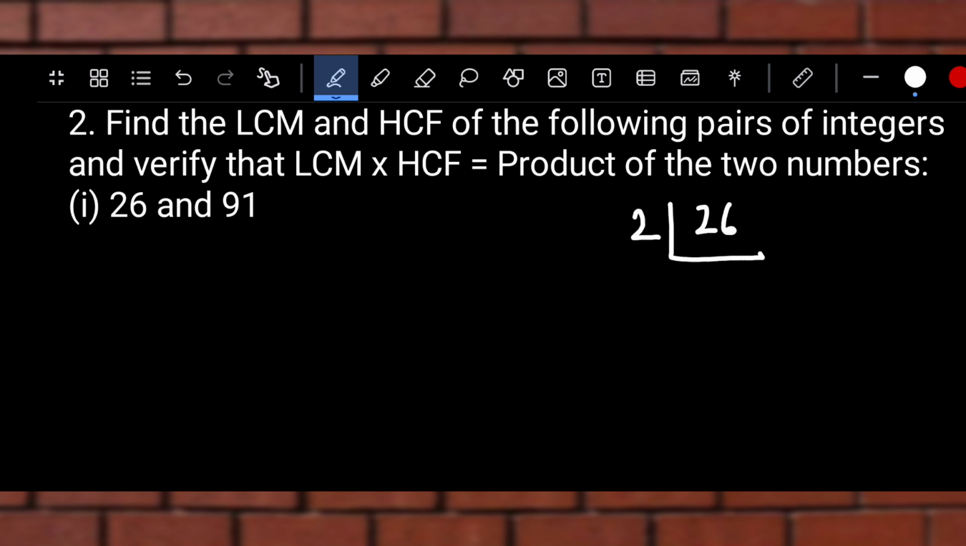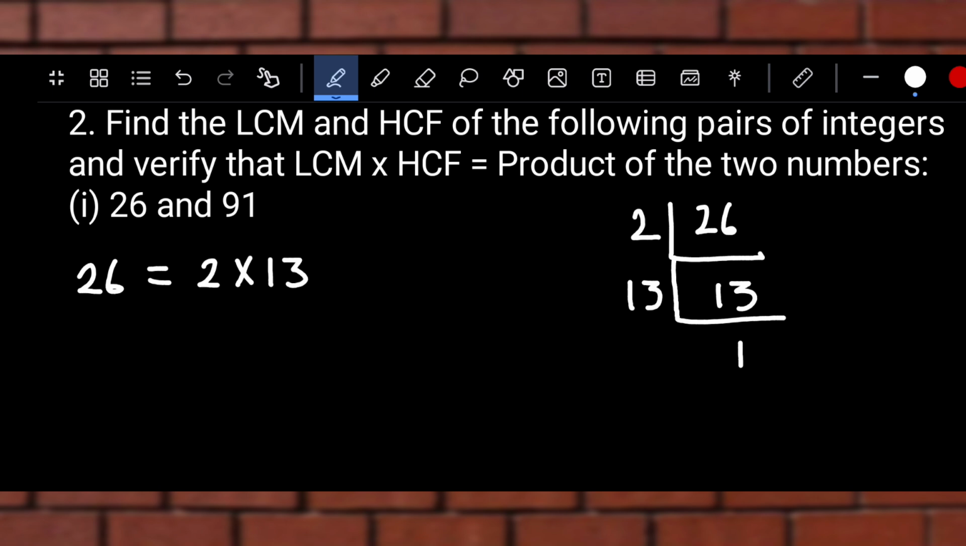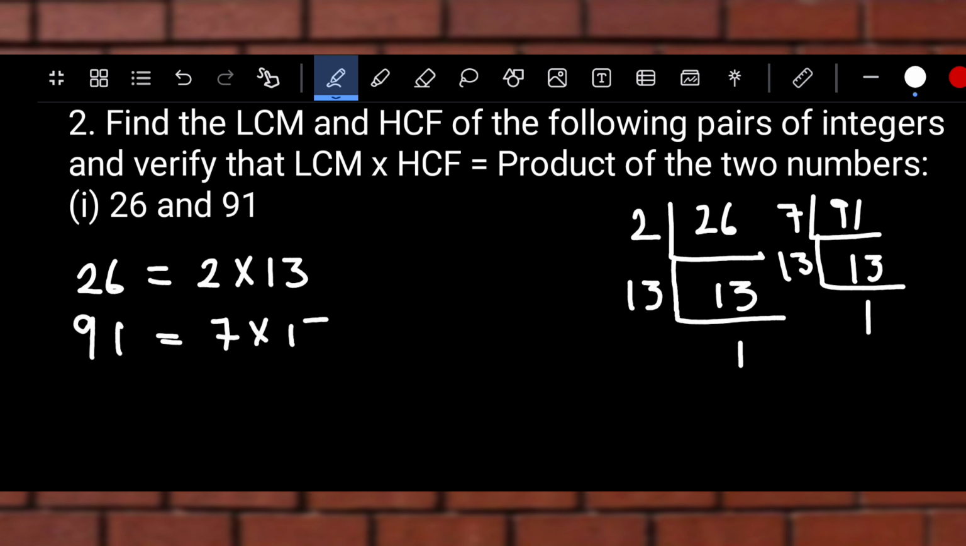Divisible by 2, 13. 13 is a prime number, 1. So I'll write it inside. 26 is equal to 2 into 13. Now, next, prime factorization of 91. 91 is a product of 7 and 13. So I'm writing 7, 13, 13 and 1. 91 is equal to 7 into 13.